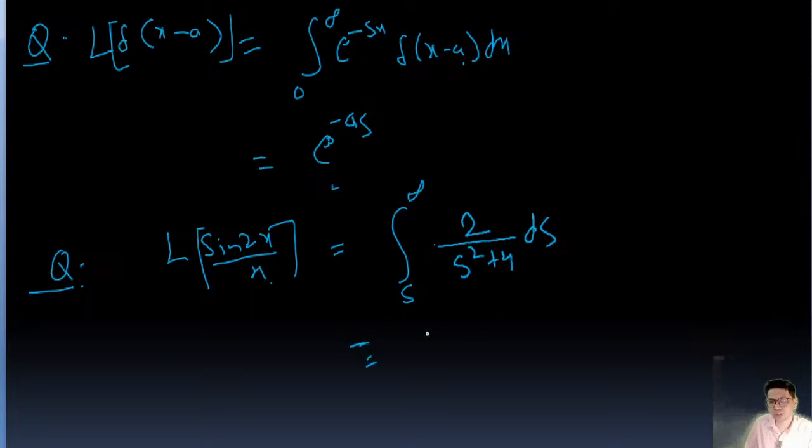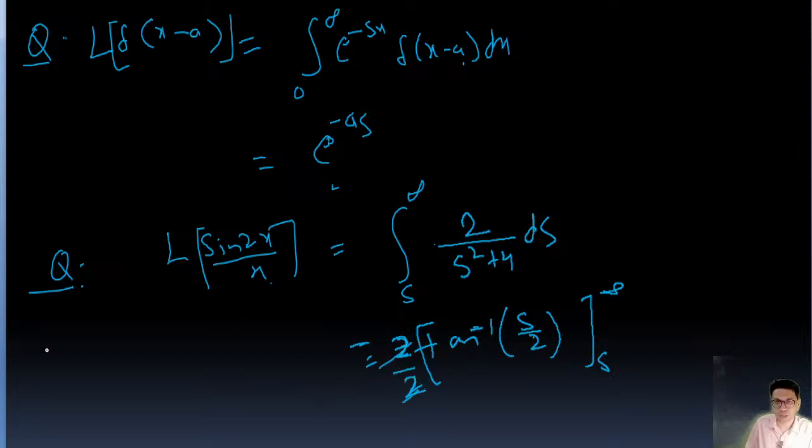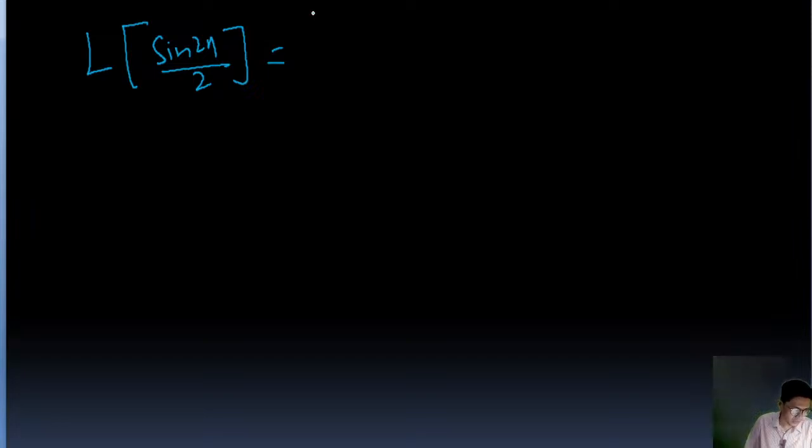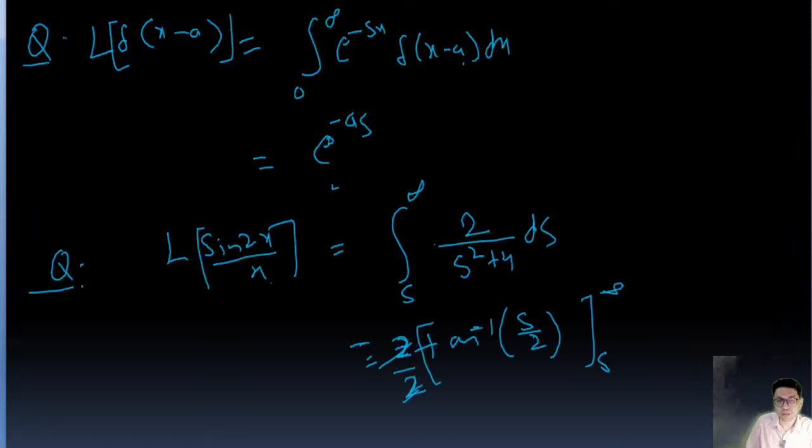Now this integration is very simple. This is going to be 2 into 2 upon 2 tan inverse s upon 2. This is the simple integration, with limits s to infinity. These two are going to get cancelled. So this is going to be the Laplace transform of sin 2x upon x, and the 2 is cancelled, so this integration is tan inverse.